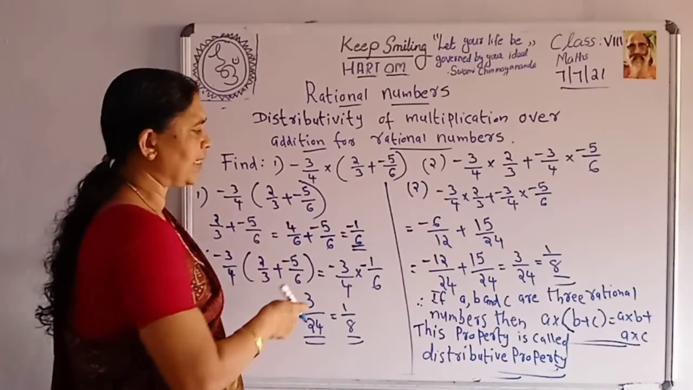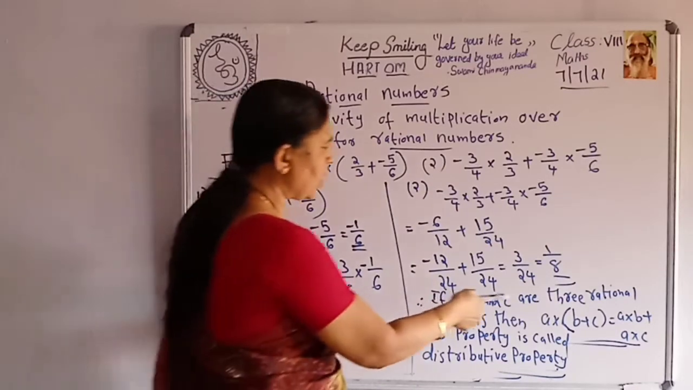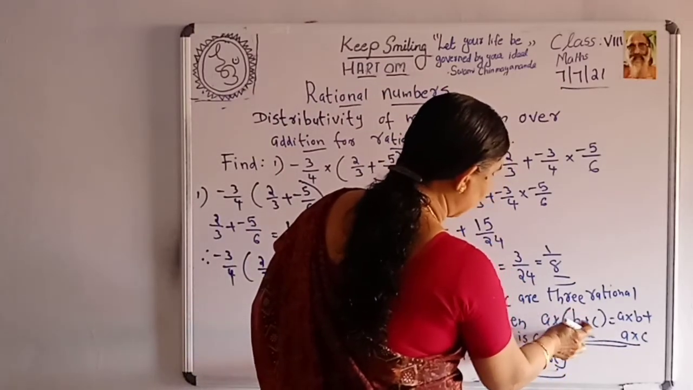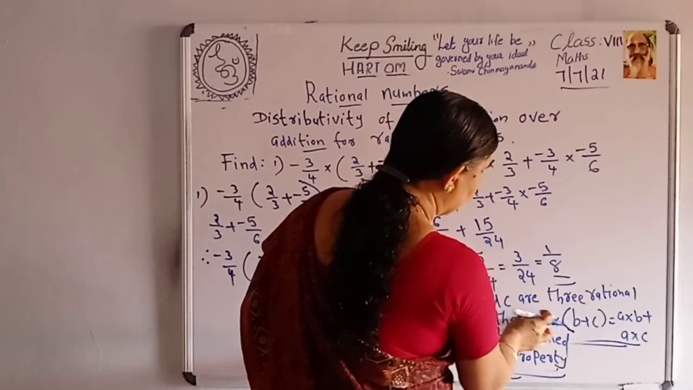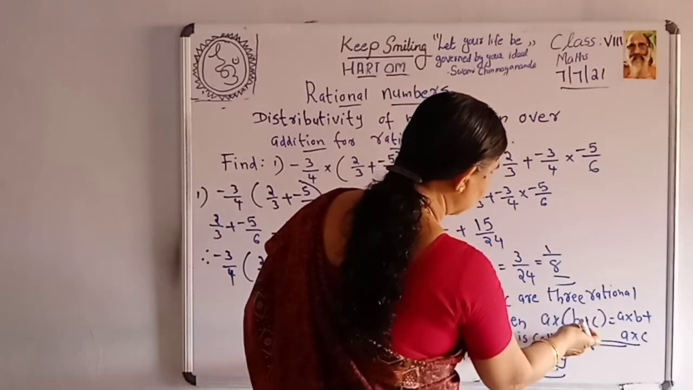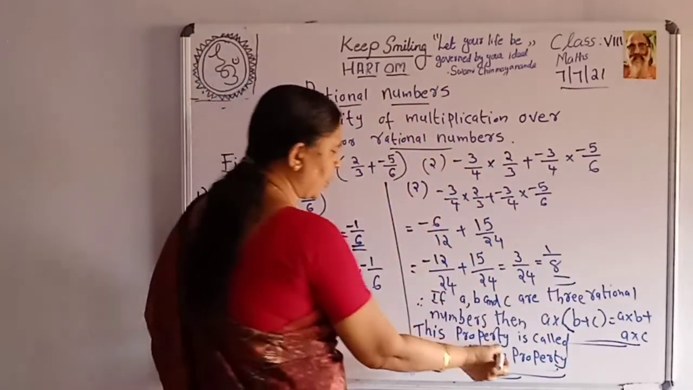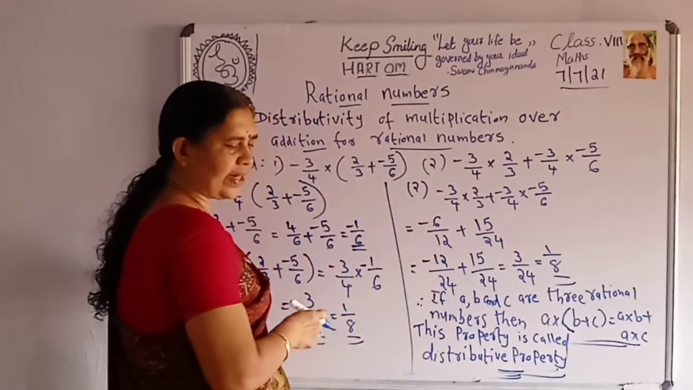If A, B and C are three rational numbers, then A into B plus C is equal to A into B plus A into C. If we add B plus C and multiply it with A, or if we multiply A into B and then add it to A into C, then also the answer remains the same. This property is called the distributive property of multiplication over addition of rational numbers.